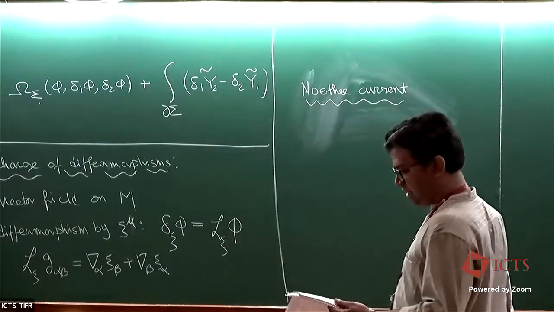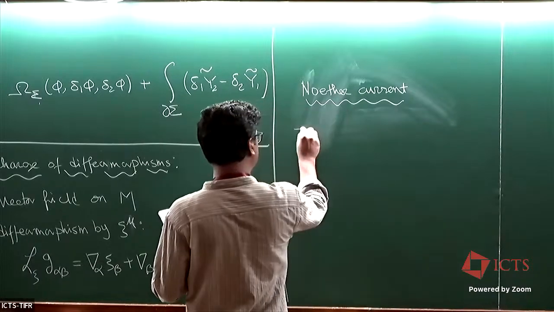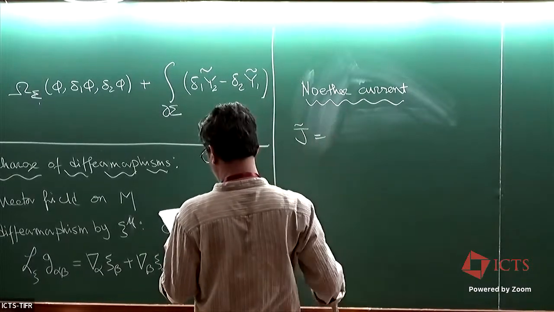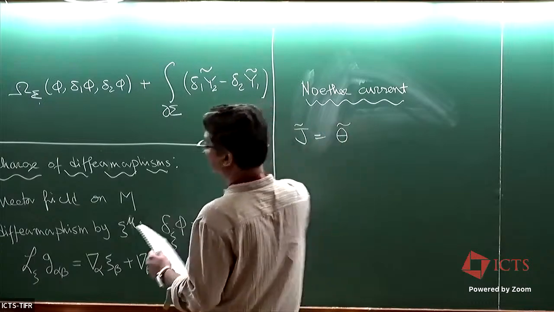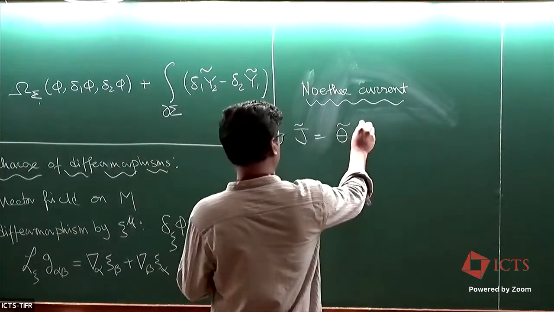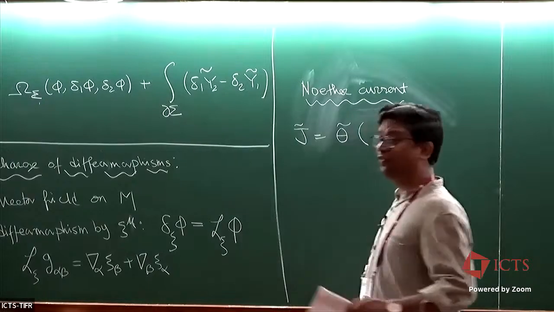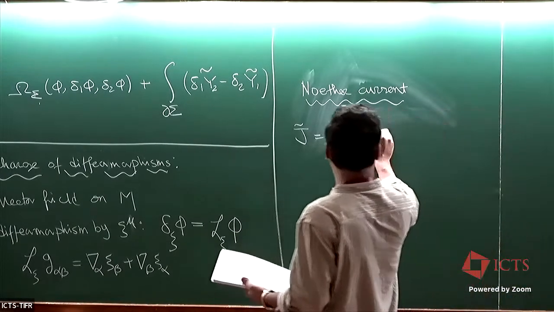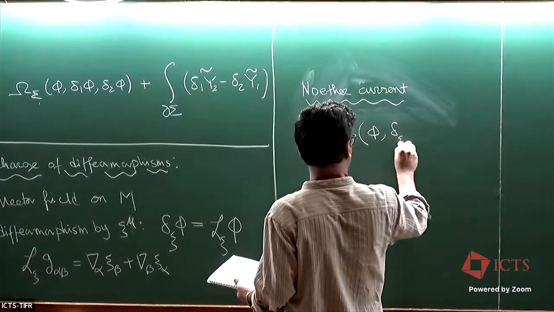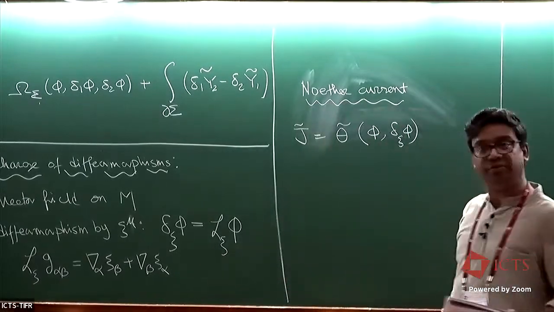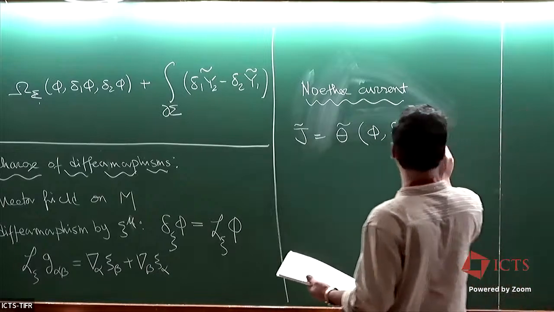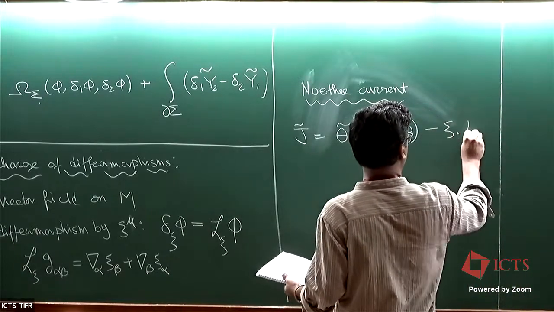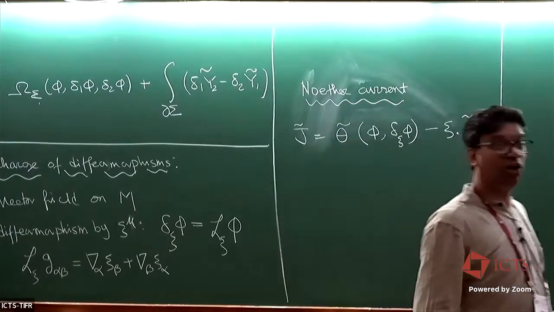The construction is this: J, the Noether current form, is theta tilde, the same theta tilde which we have. Remember, theta tilde is a function of phi and delta phi, but I am only considering diffeomorphism. So that is the first term. Then what is the second term? I write it as xi dot L tilde. Tell me what form J tilde is.